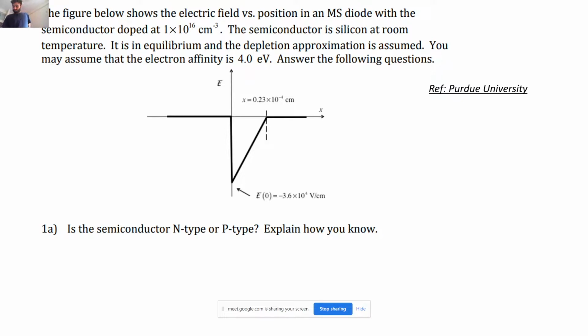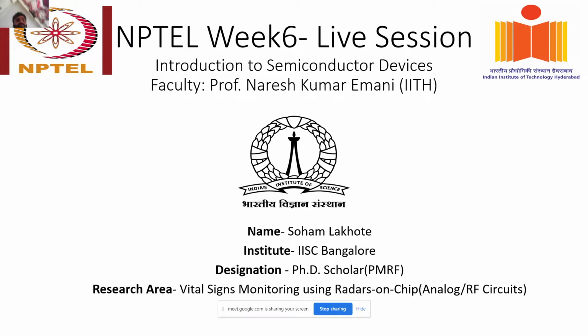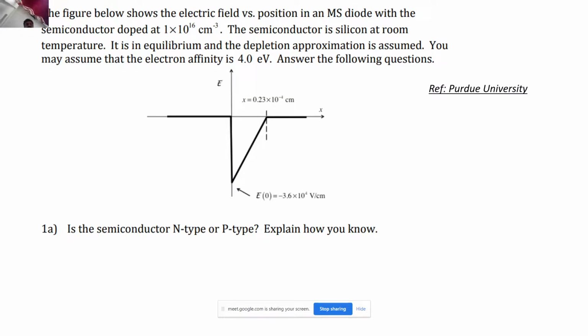Okay, so this is the first question that you have. The figure below shows the electric field versus the position in a metal semiconductor junction diode with a semiconductor doped at 10 to the power 16 centimeter to the power minus 3. The semiconductor is silicon at room temperature. So it is in equilibrium and the depletion approximation is assumed. You may assume that the electron affinity is 4 electron volts. What they have asked is whether the semiconductor is of N type or P type.